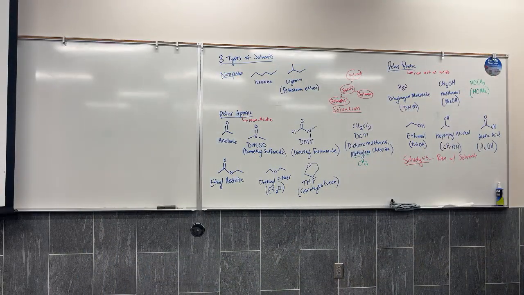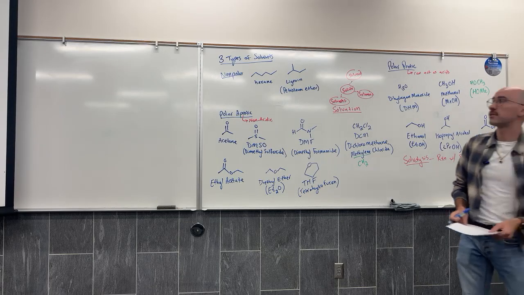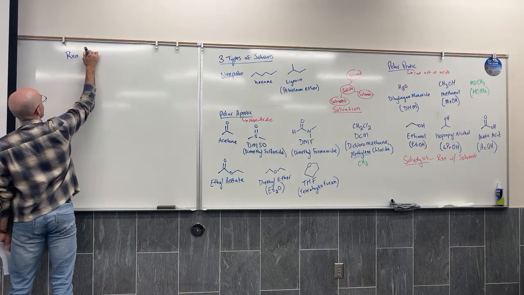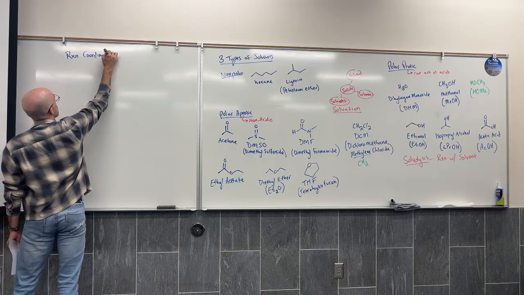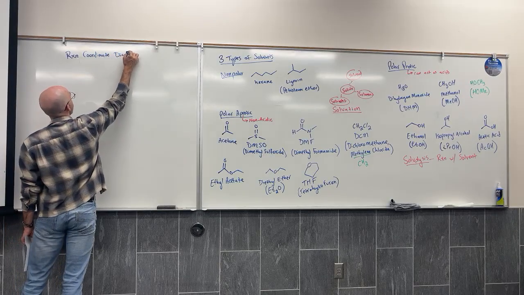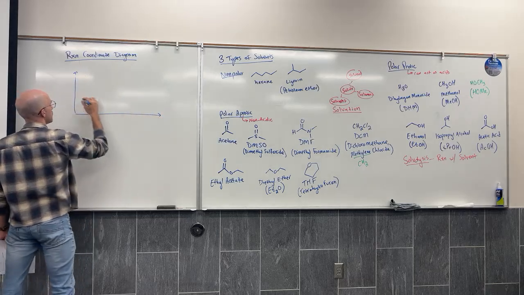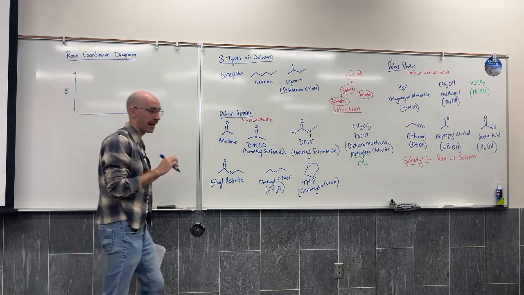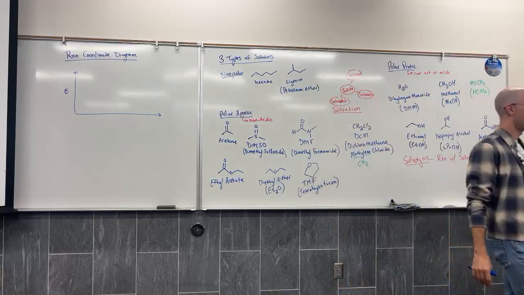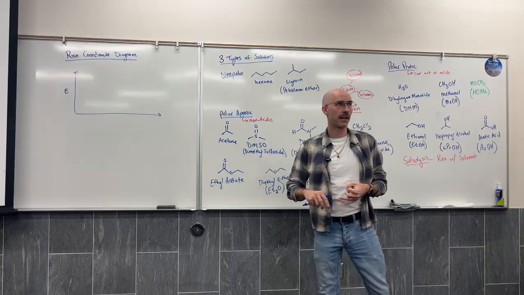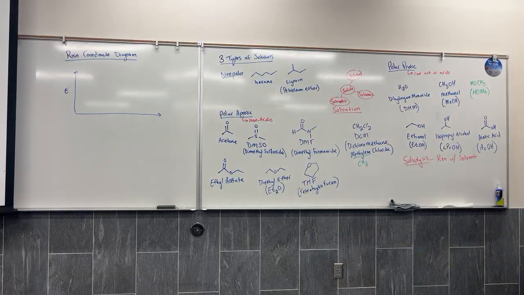All right. Well, the last thing that we have to talk about is how a reaction proceeds. First, let's introduce the reaction coordinate diagram. We show energy on the y-axis sometimes. Sometimes we show delta G. Sometimes we show delta E. Sometimes we show delta H.